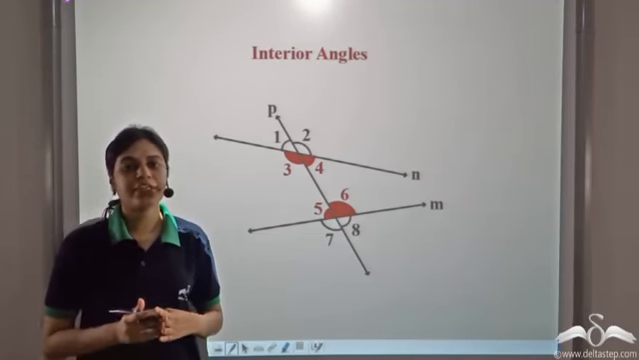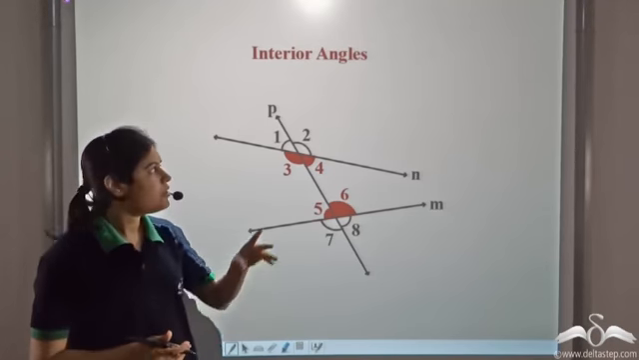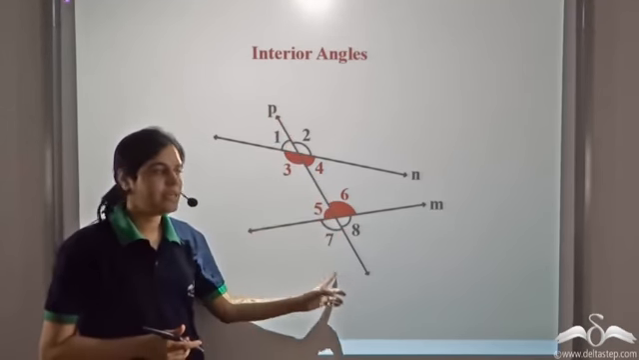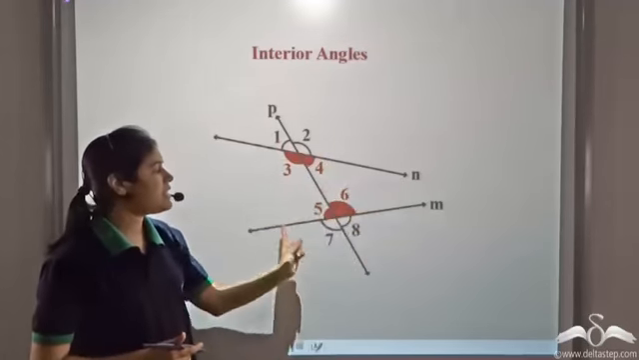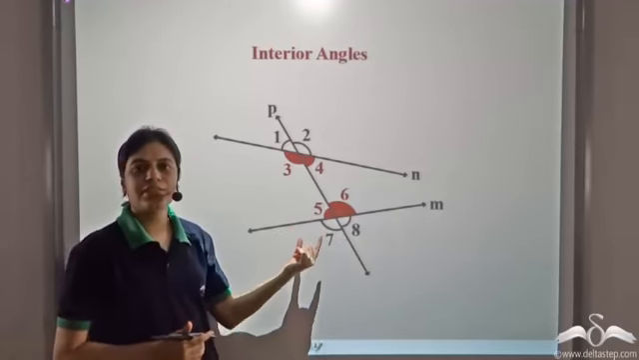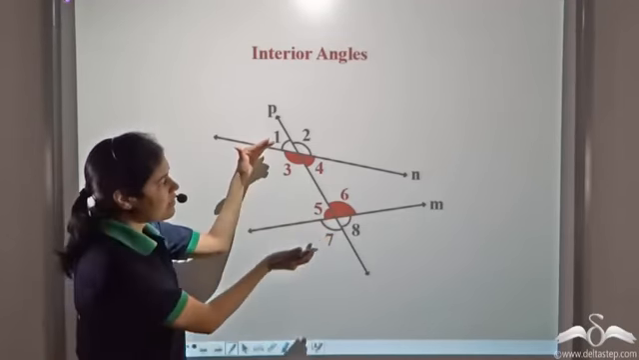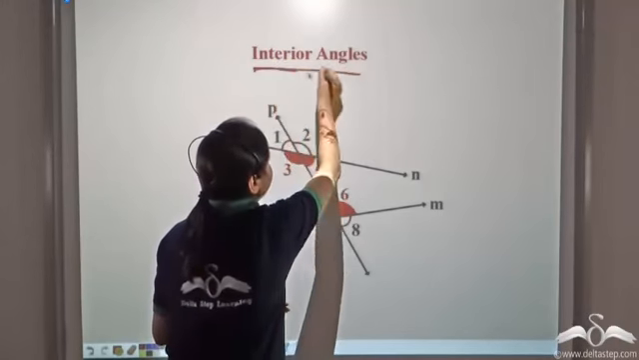We know that when a transversal intersects two lines, 8 angles are formed. So this is a transversal P which intersects line M and line N, and these 8 angles are formed. Now among these 8 angles, the angles which lie within the two lines are called interior angles.